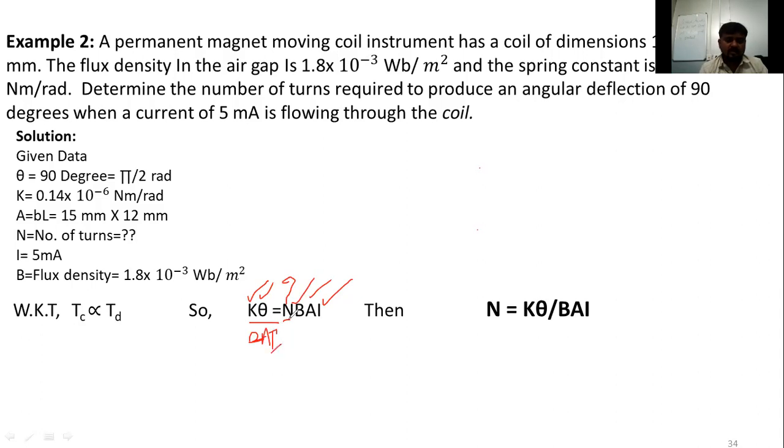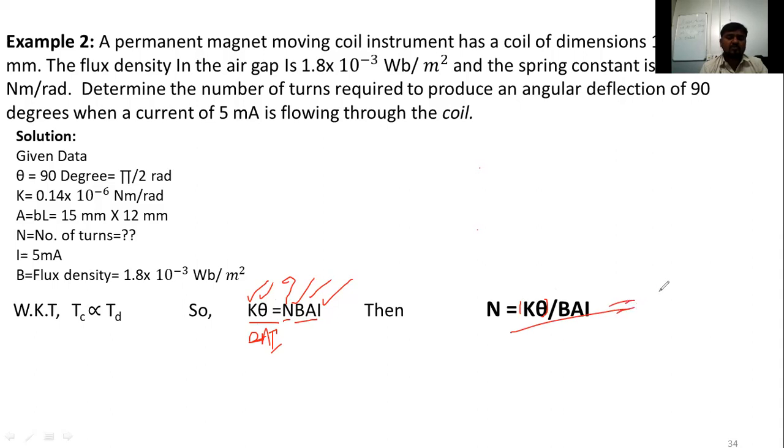This n I will keep here. I will send psi into the LHS. It will become K theta divided by psi. Yes or no? Yes, sir. So n equal to K theta divided by psi. This is the final formula.